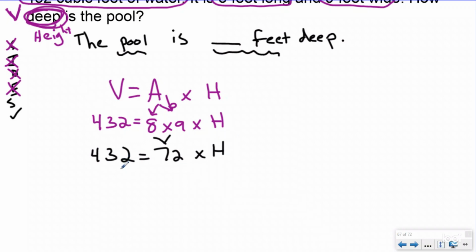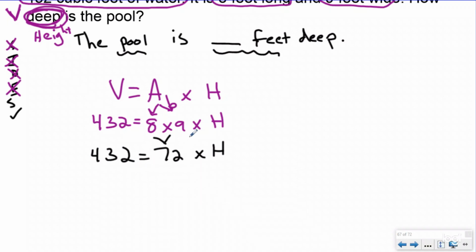Again, test taking strategy, because if you're doing this to get ready for a test, you want to have good test taking skills. If it's a multiple choice answer, and now you're stuck because you don't feel good about dividing, take each of your answer choices and plug them in for what the answer could be. And if you multiply that number times 72 and it gives you the volume of 432, that's your answer.